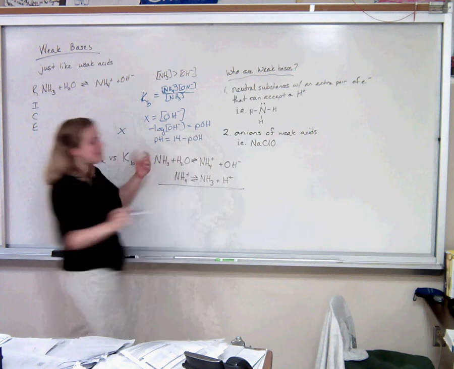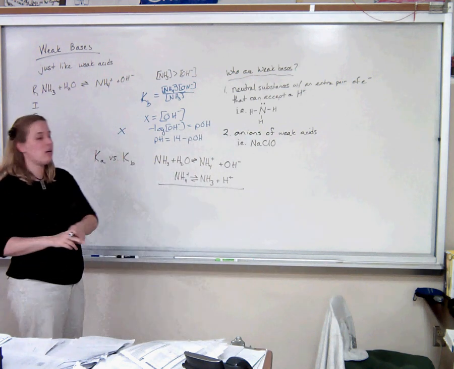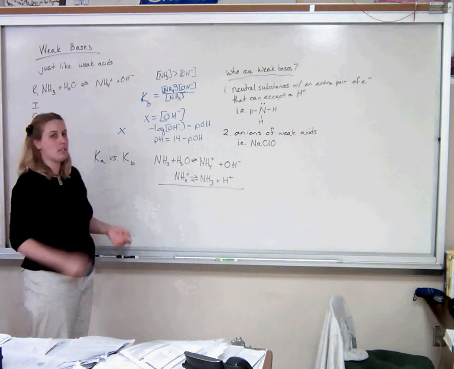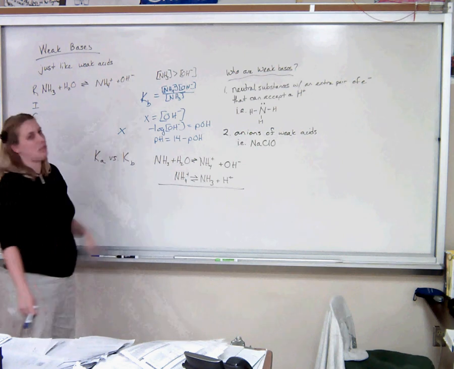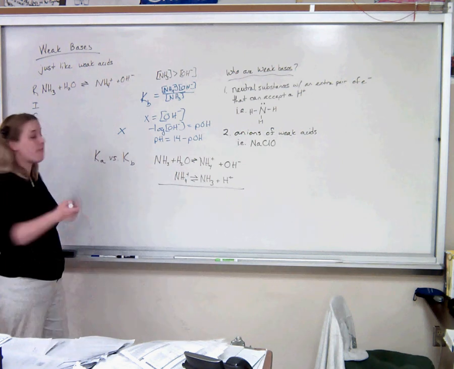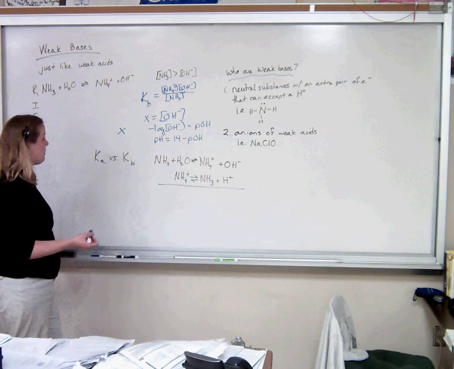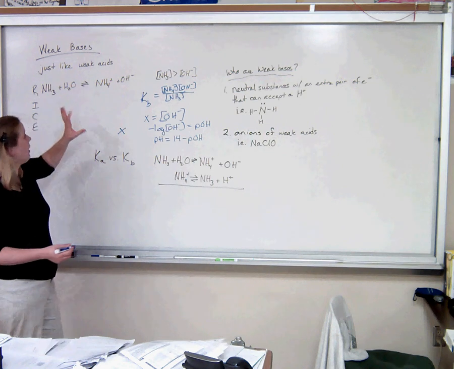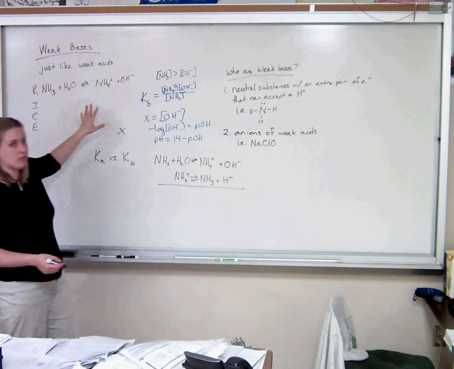So a base is just a few steps longer than an acid as far as finding the pH, and that's only because we have the hydroxide ion instead of the hydrogen. Just keep that in mind as you're doing these kinds of problems. But everything else is pretty much the same as for a weak acid.